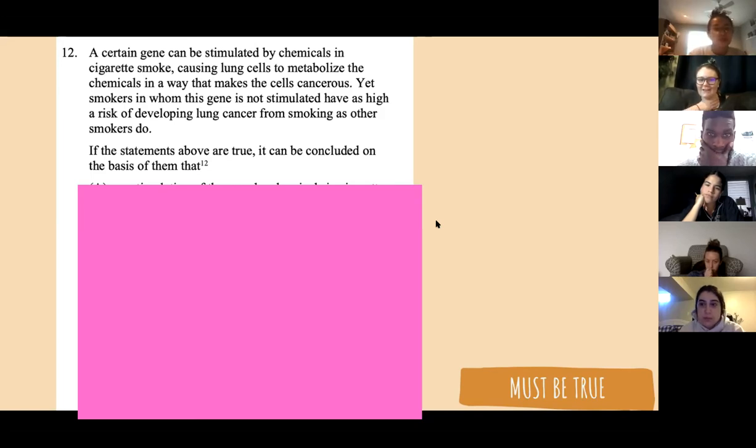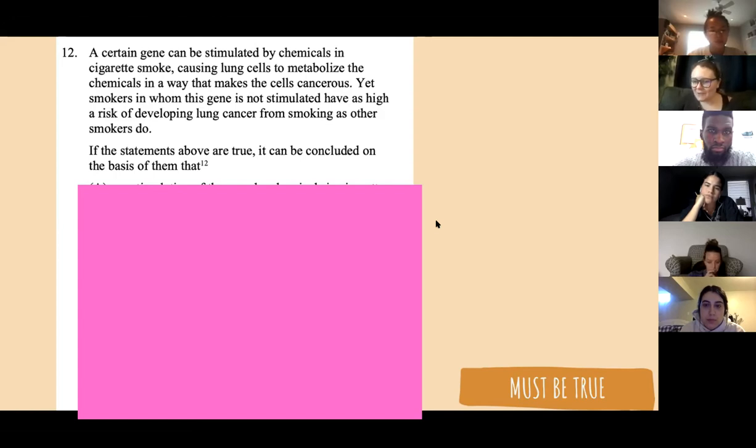Absolutely. All right, Anna, can you go ahead and do the second sentence? Yet smokers in whom this gene is not stimulated have as high a risk of developing lung cancer from smoking as other smokers do. All right, so what does that mean? Even if this gene is not stimulated, they have as high a risk of developing lung cancer from smoking as other smokers do. Excellent.